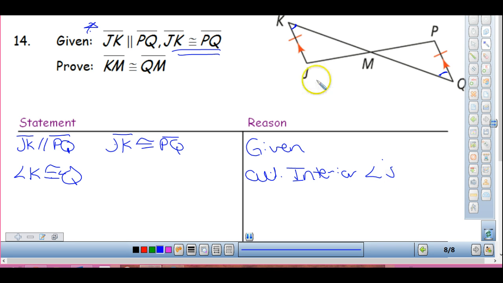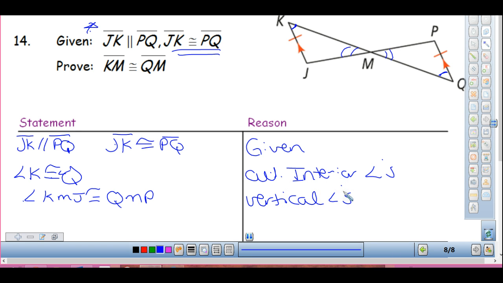Okay, now I look at my picture up here. What else can I see? I see I've got lines that cross. Anytime I've got lines that cross, you can bet that you are going to have vertical angles. So angle KMJ is going to be congruent to angle QMP by vertical angles.